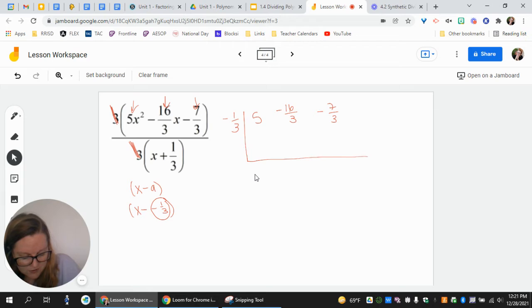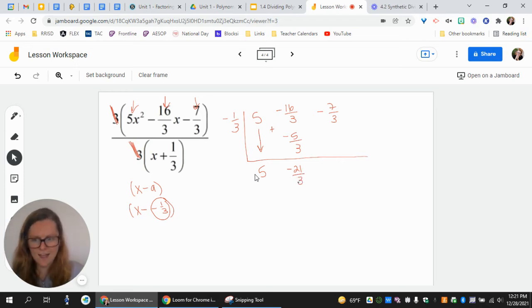So bring down this 5. Multiply 5 times negative 1/3 to give you a negative 5/3. Then you are adding these together, so that'll give me negative 21 over 3. And then I'm like, hey, I know what that is. That is a negative 7. So I'm going to simplify anytime I can to make my life easier.